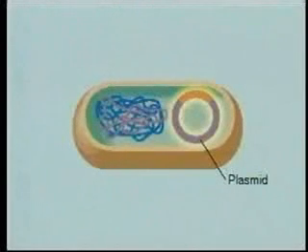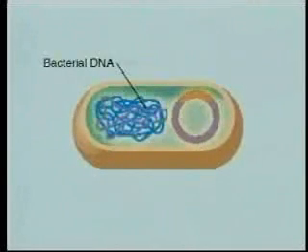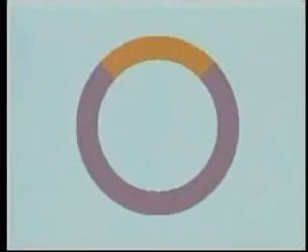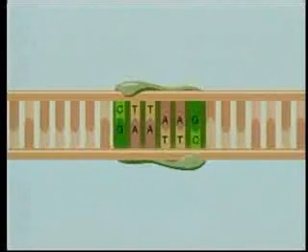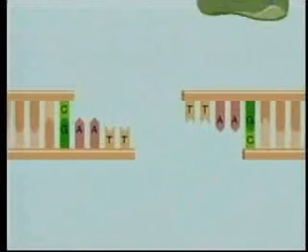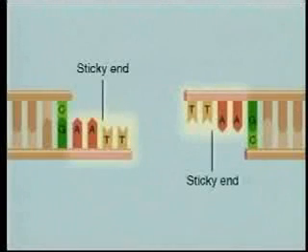Plasmids are circles of DNA separate from the main strand of bacterial DNA. The plasmid DNA is removed from the bacterium and treated with the same enzyme used to cut out the human insulin gene. The enzyme cuts the plasmid DNA at the GAATTC sequence. The two ends are sticky, just like the ends on the human insulin gene.